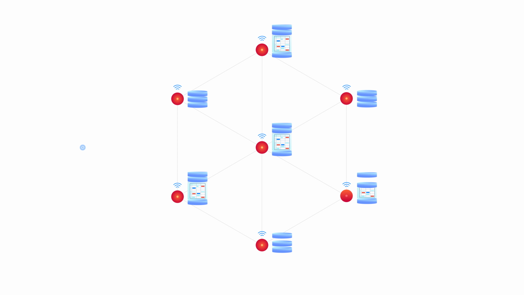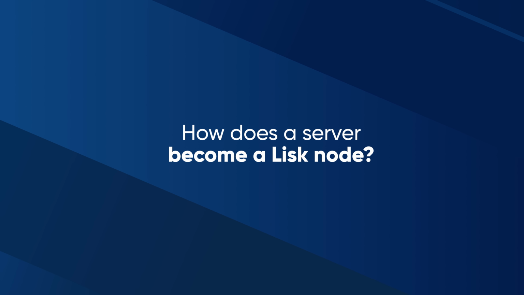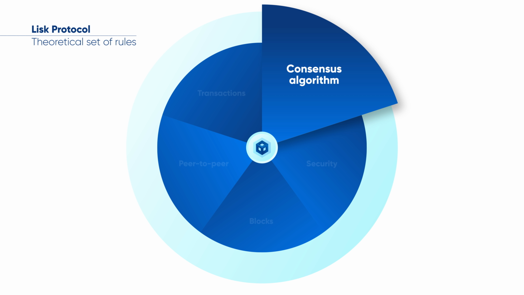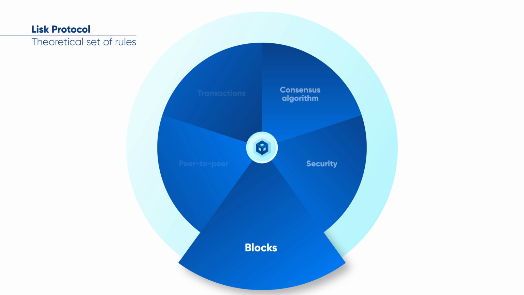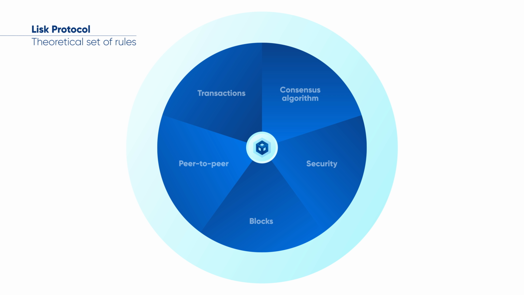Blockchains are made up of many nodes communicating and synchronizing within them. For example, the Lisk network is composed of hundreds of nodes. So, how does a server become a Lisk node? In order for a machine to become a Lisk node, the server needs to follow the Lisk Protocol. The Lisk Protocol is a theoretical set of rules that includes the consensus algorithm, security standards, block creation processes, peer-to-peer communication handles, and several defined transaction types.